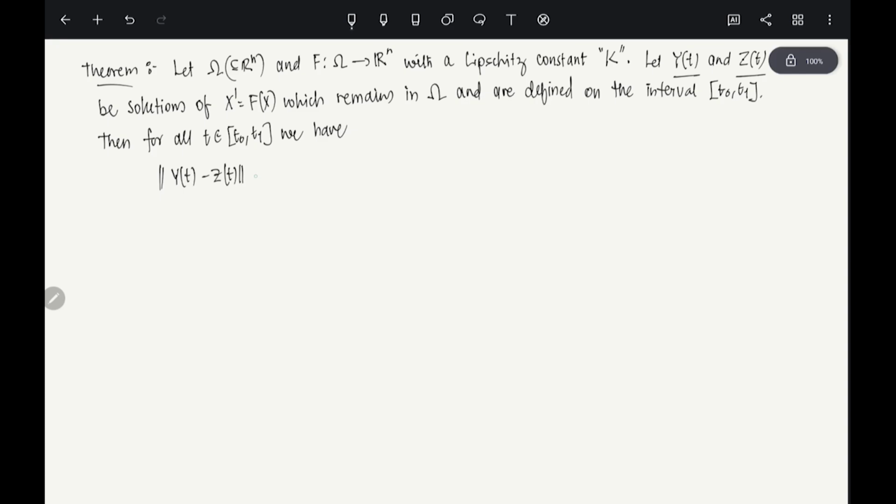So y(t) minus z(t) should always be bounded by y(t0) minus z(t0), times some exponential, which depends on k times (t minus t0). Clear? If y(t) minus z(t), where t is varying between t0 and t1, in a bounded domain, then exponential of k times (t minus t0) is essentially a bounded function, and k is fixed, that's a Lipschitz constant.